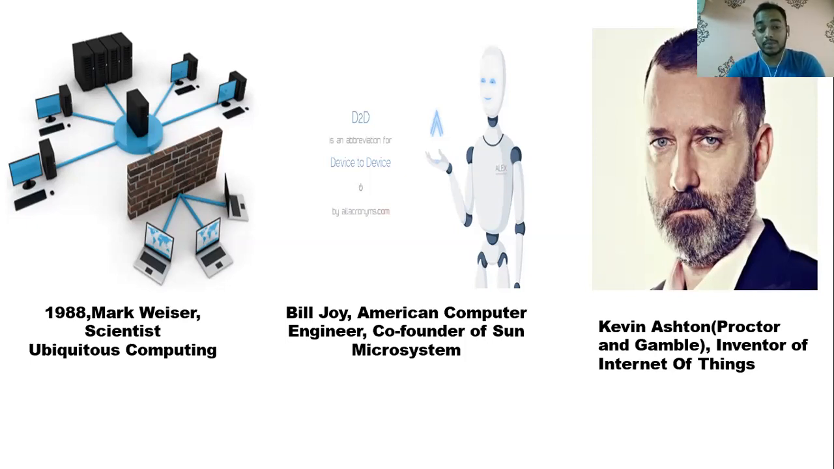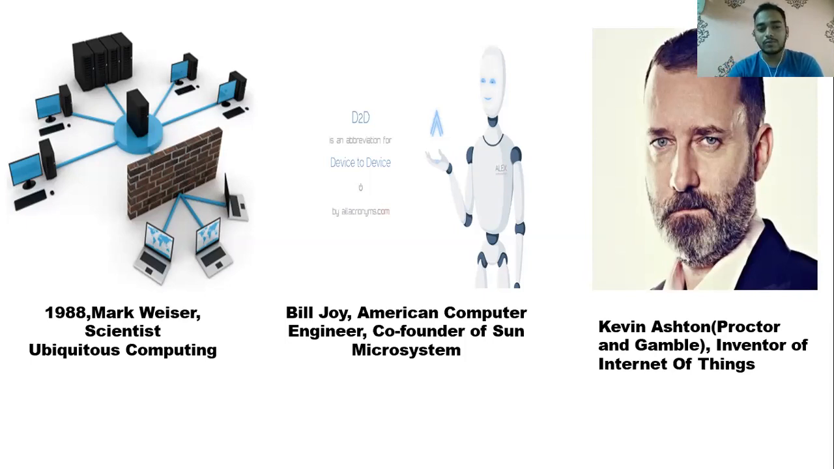Procter and Gamble, a company which I think was very famous at that time. Okay, Kevin Ashton was working in that Procter and Gamble company, and we all know that he is the inventor of the Internet of Things.